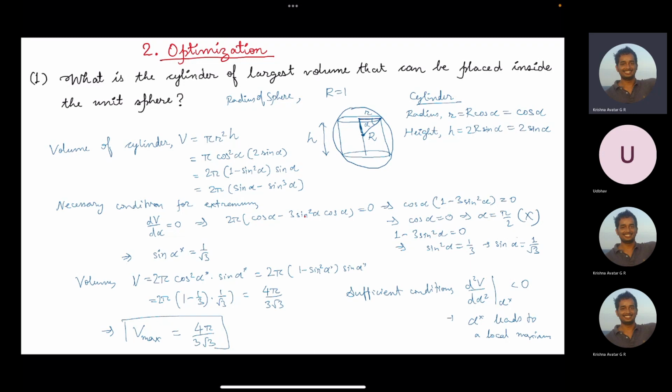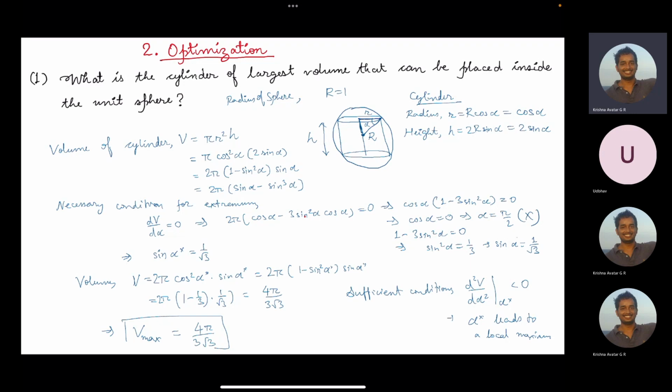This implies that alpha is equal to pi by 2. But when we look clearly here, alpha equal to pi by 2 simply makes r 0, which is not physically valid, so we reject this conclusion. We pick up the other conclusion, which is 1 minus 3 sine square alpha equal to 0. This gives us sine square alpha equal to 1 by 3, for which sine alpha is equal to plus minus 1 by root 3.